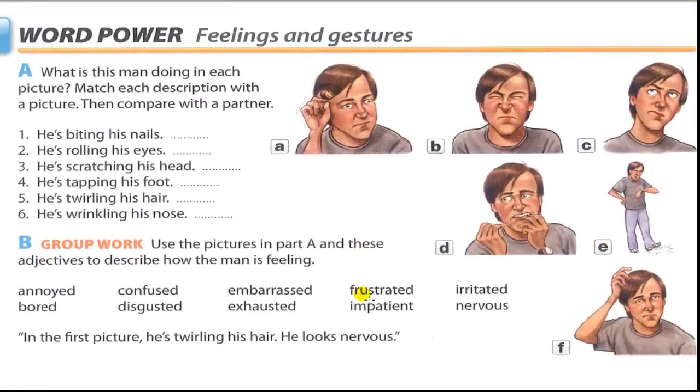Exercise number 2. Word power, feelings and gestures. Feelings: how do you feel? Gesture: use body language to show your feeling. A. What's this man doing in each picture? Match each description with a picture, then compare with a partner. In this exercise, we have 6 pictures. We match them with these expressions from 1 to 6. One minute, try to answer first.